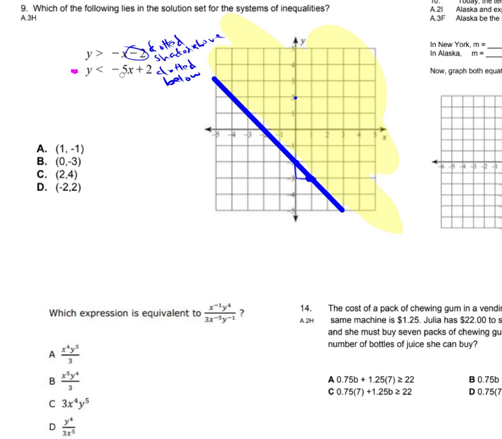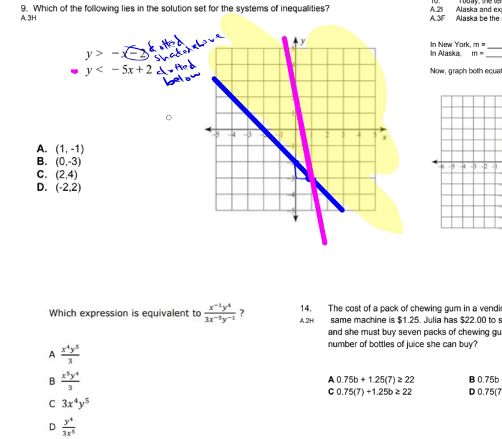So this is the purple one here. Okay, my second line is negative 5x plus 2. So once again, I go up to plus 2, right? And I go negative 5x. So I go down 5 over 1, which puts me right there. And so this is my line.